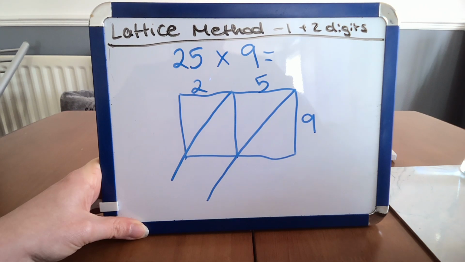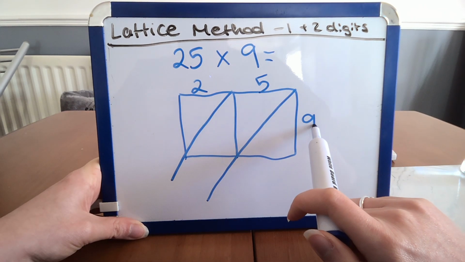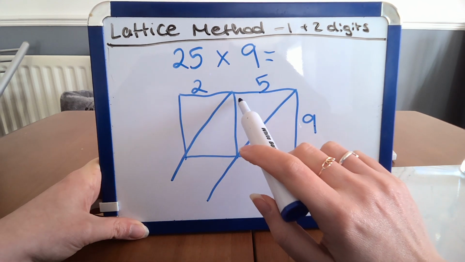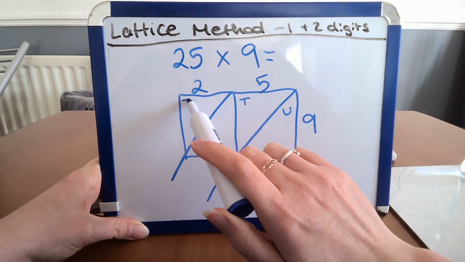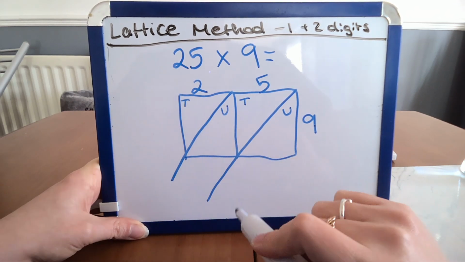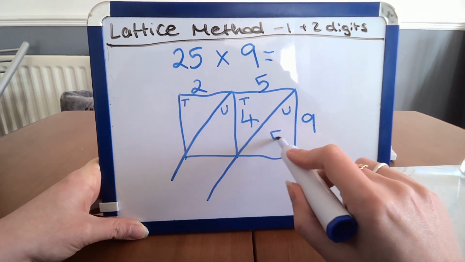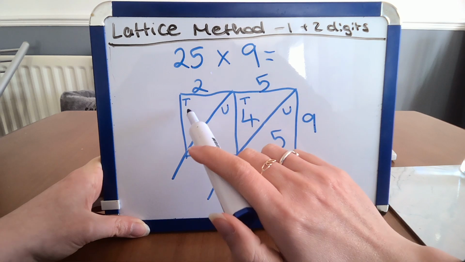Now the first step is to take your number here and multiply it by your number here. So 5 times 9 is 45. Now this is my tens and this is my units or ones. Again, this is my tens and these are my units. So 45, my 4 goes here and my 5 goes here. 2 times 9 is 18.